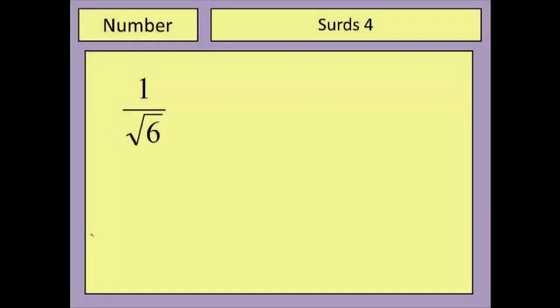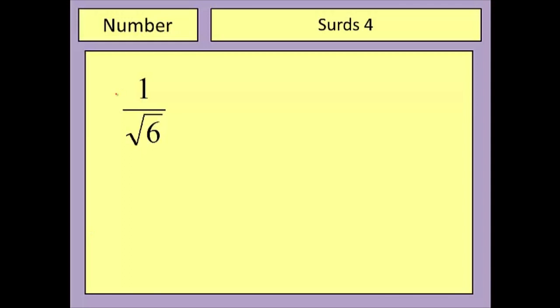In this fourth video on Surds, we're going to have a look at a skill called rationalising the denominator. This is an A-star skill, and it's quite difficult to do. It requires that we have a really good knowledge of fractions before we start. So, if I take this fraction 1 over root 6, I can see that the denominator is currently an irrational number. I'm going to need to rationalise this.